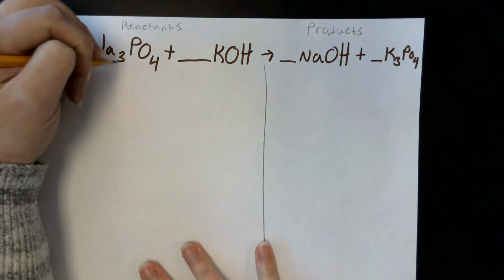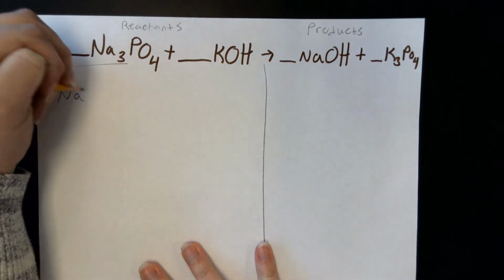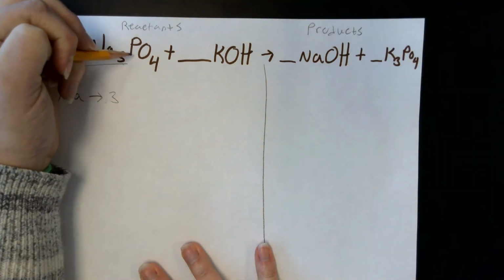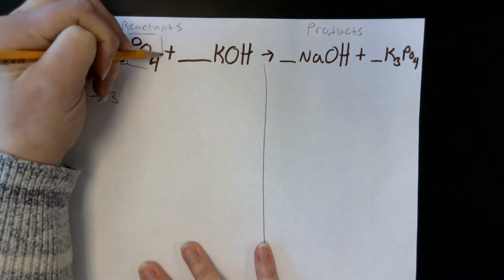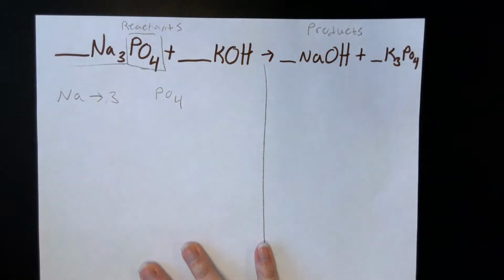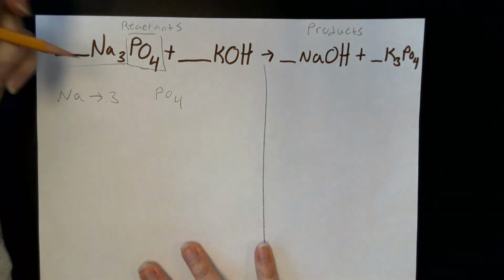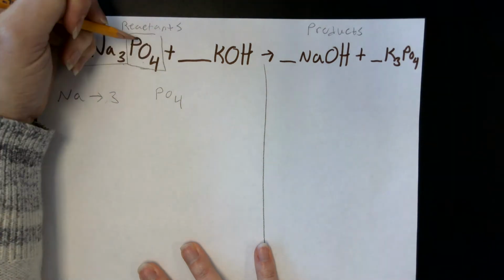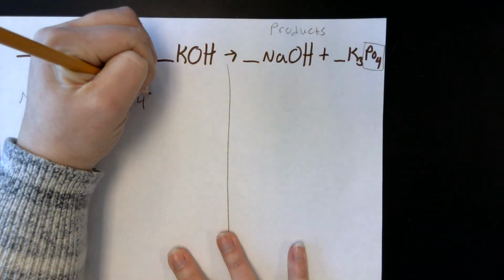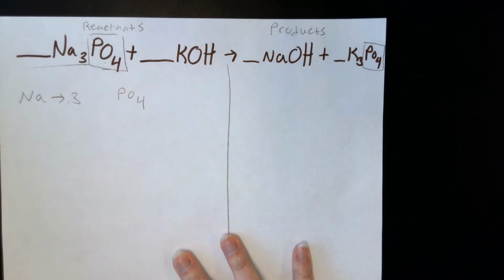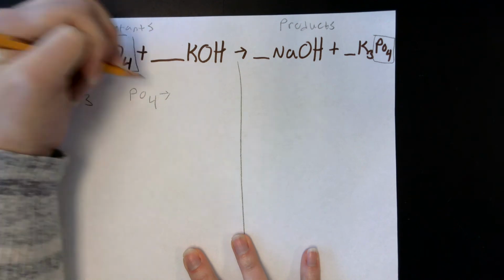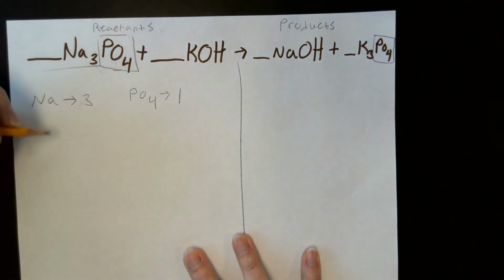I like to see it, so we have sodium, and we have 3 of those. Now, this right here, you should hopefully recognize is phosphate, a polyatomic ion. Notice it's in the same form here as it is over here. So you can actually count that as an entity instead of doing phosphorus and oxygen separately. It just makes it easier to count this as a piece. So we technically have only one of those.